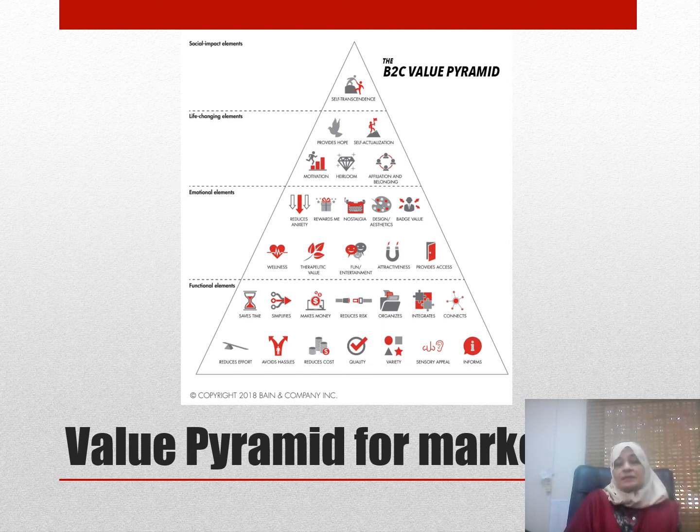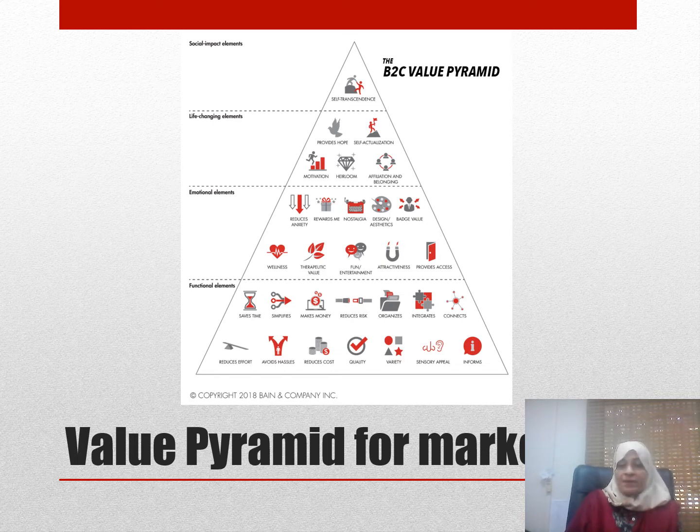Now there's a study that has said that there are only 30 values that anyone could have from any invention or any technology that exists today, or even services or products that are available in the market. And those 30 values can be categorized in 4 different clusters. This is known as the value pyramid for markets, and that value pyramid is for business to consumers, meaning from larger businesses to consumers like you and me.